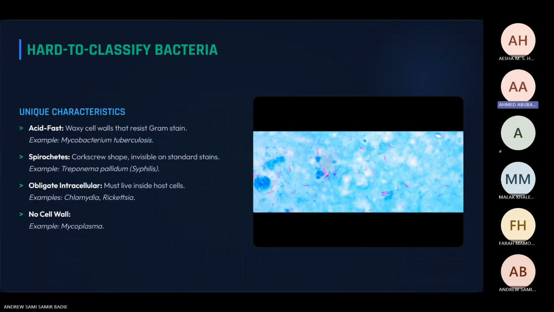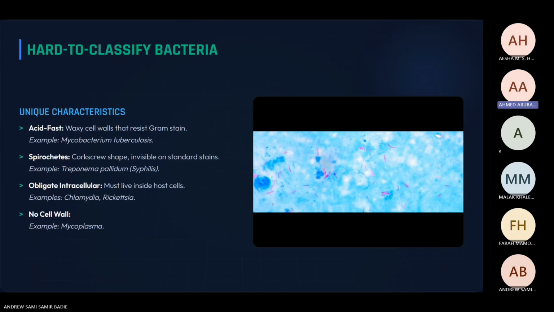Spirochetes, like the bacteria shown in the slide, can cause syphilis. They are spiral shaped and so thin that we cannot see them under a regular microscope. We have the obligate intracellular bacteria like Chlamydia and Rickettsia, which cannot live outside cells, so they must get inside a cell to live.